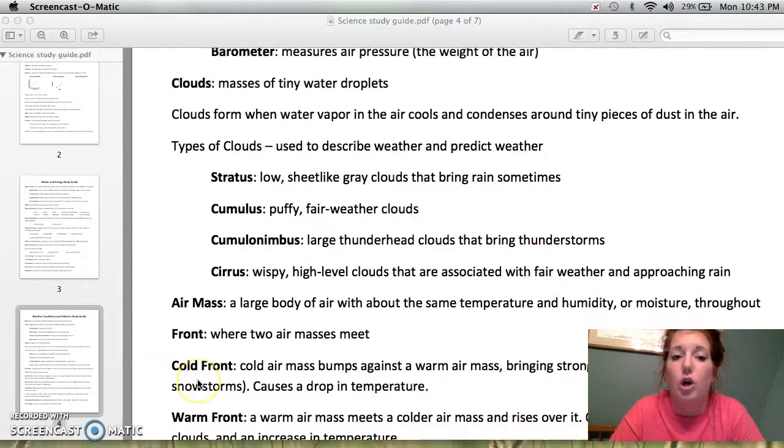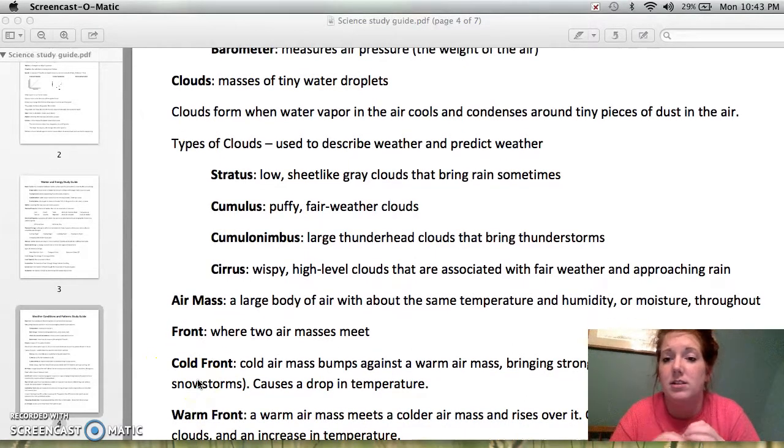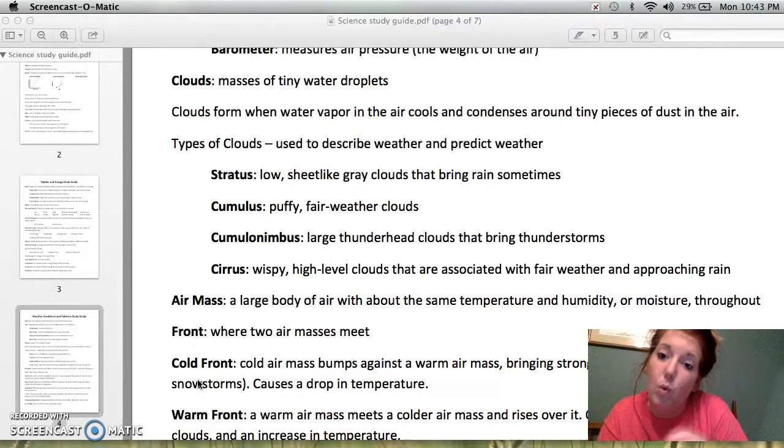A cold front is when cold air masses replace warm air masses. When cold air bumps against warm air, it can bring strong storms such as thunderstorms or snowstorms, and it can cause a drop in temperature. That's why it's usually called a cold front, because the temperature drops.